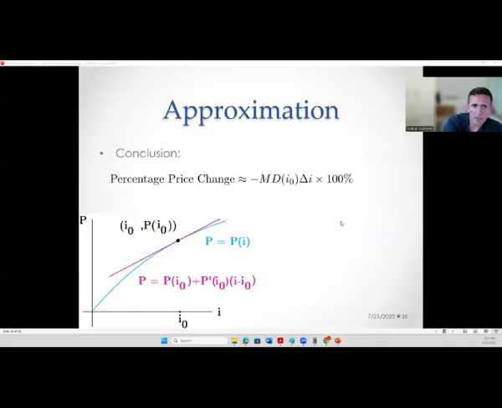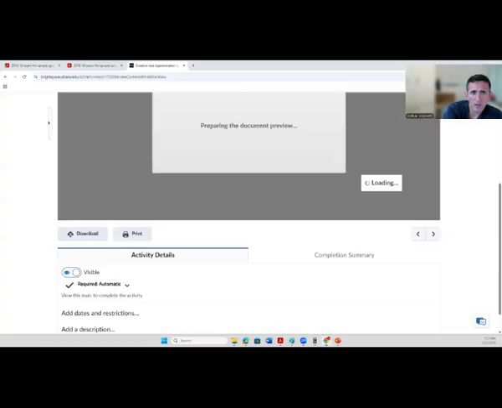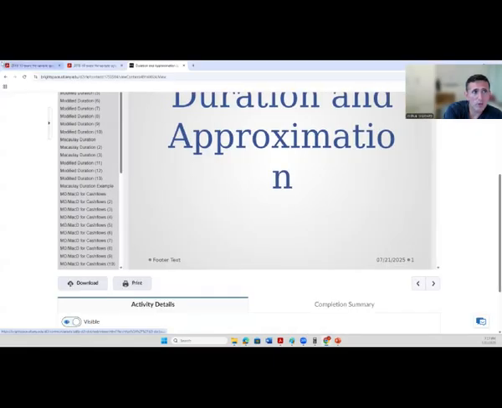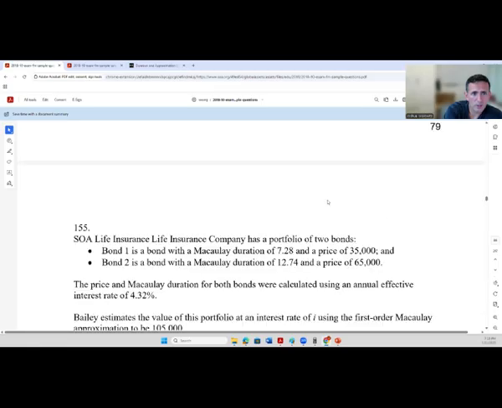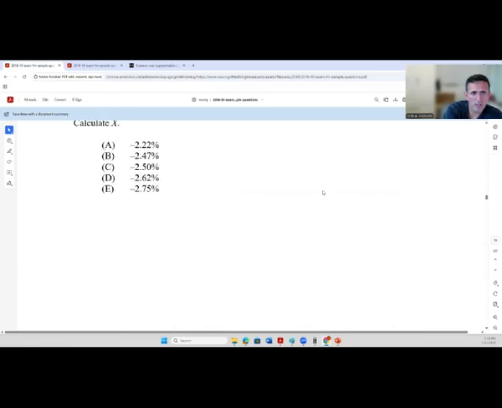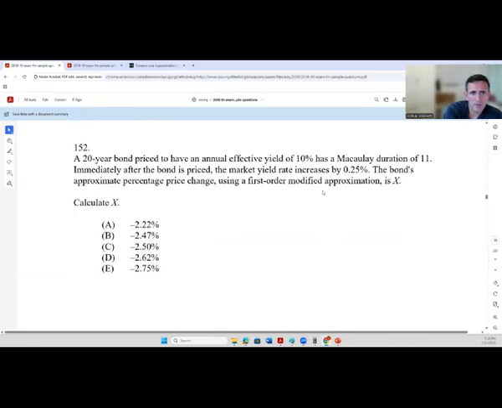All right, so easy example. This is 152 in the sample questions. So let's pop that up. Yeah, there's no rhyme or reason to the numbering here. Just be aware of that.